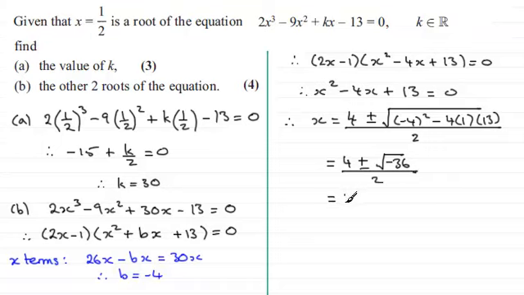Square root of minus 36, well, that's going to be plus or minus then 6i, i being the root of negative 1. And that's all over 2. And this breaks down to 4 divided by 2, which is 2, plus or minus 6 divided by 2, 3i. Okay, so there's our other two roots of the equation.